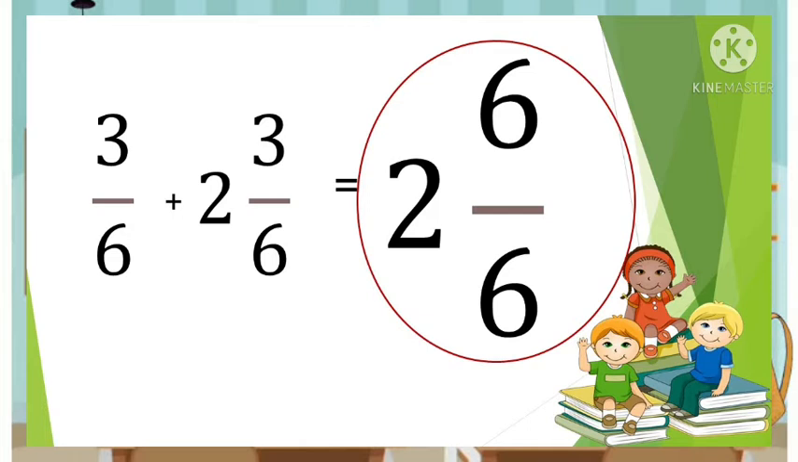For our step 2, we have to add the numerators and copy the denominator. Like 3 plus 3 equals 6. And then we copy the denominator, which is 6. Then add the whole numbers. In case one of the fractions has no whole number, just copy the whole number of the other one, which is 2.